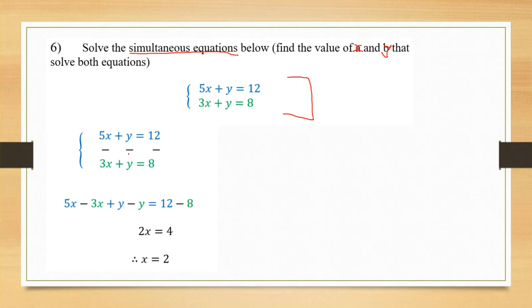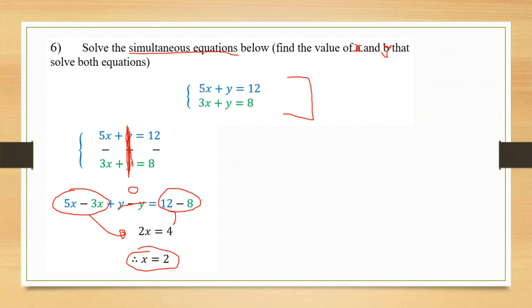So hopefully you decided to subtract, because y take away y is 0. So y gets eliminated. Then we go 5x minus 3x equals 2x. Y minus y is 0. 12 take away 8 is 4. Divide both sides by 2, so we get x equals 2.